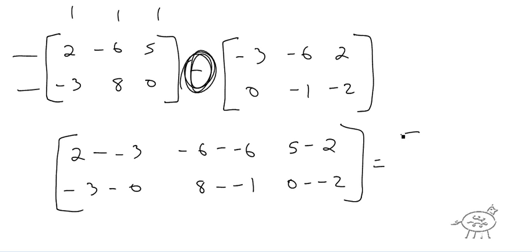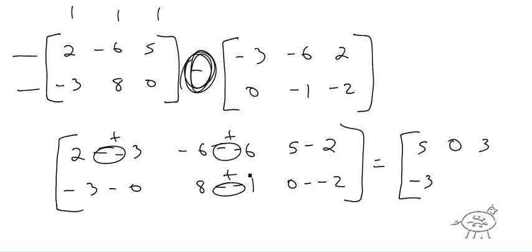All right, so let's get our final answer here. 2 minus a negative 3. 2 plus 3, that's going to be 5. Negative 6, that's going to be plus. So negative 6 plus 6 is 0. 5 minus 2 is 3. Negative 3 minus 0 is negative 3. 8 plus 1 is 9. And 0 plus 2 is 2. And that's your answer. Okay? That's pretty easy, but that is adding and subtracting matrices.